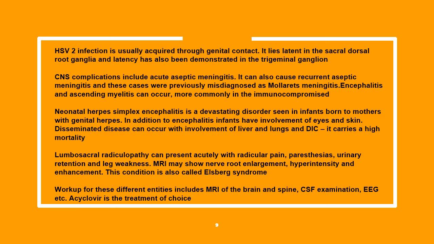Lumbosacral radiculopathy can present acutely with radicular pain, paresthesias, urinary retention, and leg weakness. MRI may show nerve root enlargement, hyperintensity, and enhancement. This condition is also called Elsberg syndrome. Workup for these different entities includes MRI of the brain and spine, CSF examination, EEG, etc. Acyclovir is the treatment of choice.